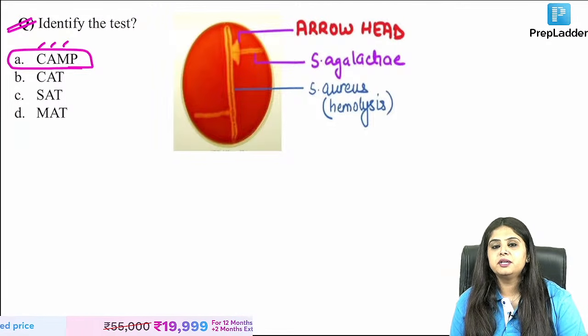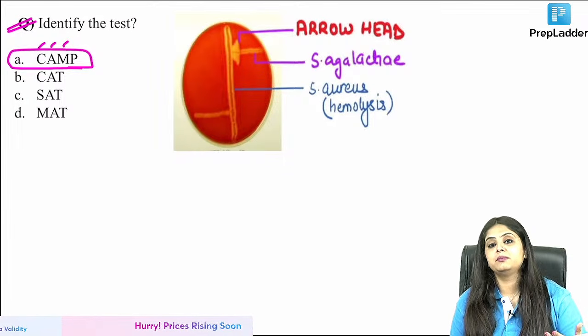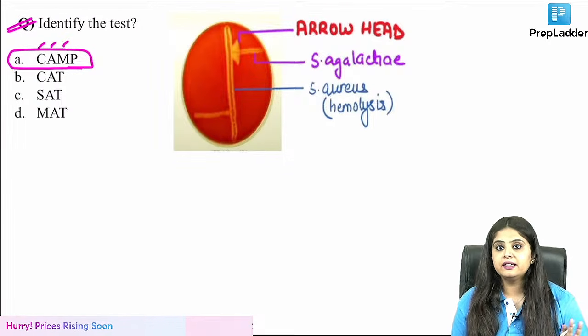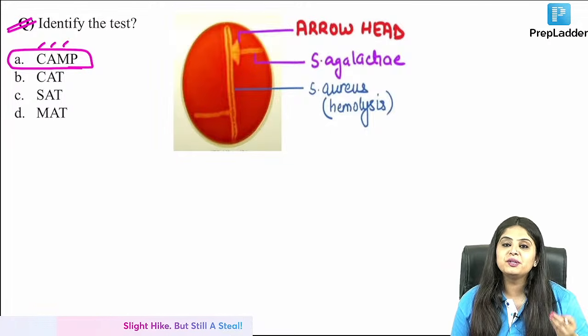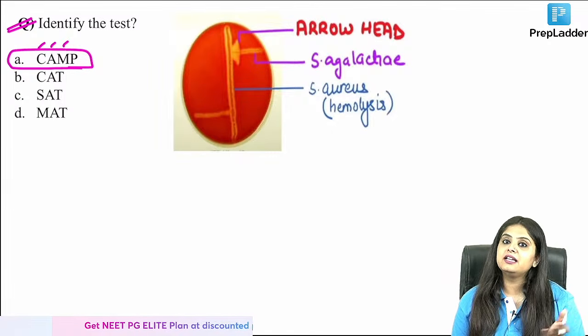Christie, Atkins, Munch, Petersen. तो नहीं याद करना ना, साइंटिस्ट का नाम थोड़ी याद करेंगे, इतना टाइम नहीं है हमारे पास. CAMP test is not the cyclic AMP test, is what I want to tell you. So many students say, ma'am, that was cyclic AMP. नहीं, CAMP is different, वो अलग है, cyclic AMP अलग, ठीक है.